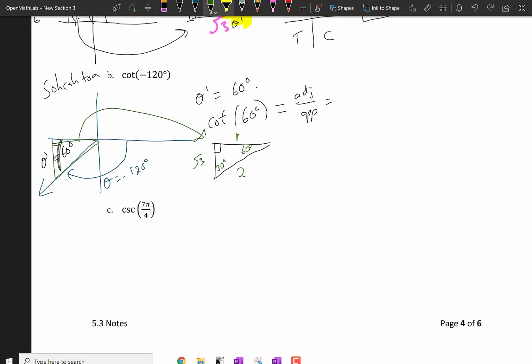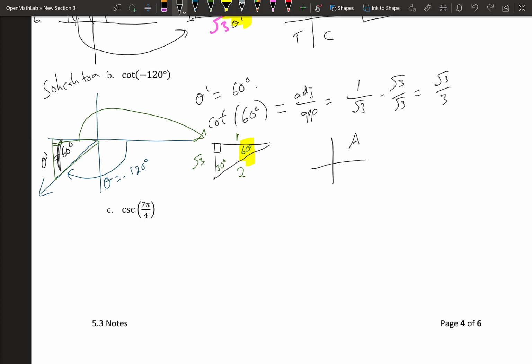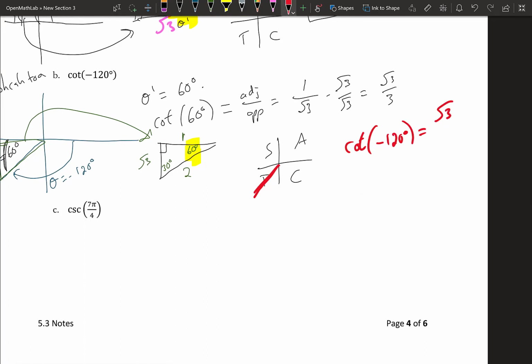So we're focusing in on the 60 degrees here. The adjacent side of the 60 is 1. The opposite side is radical 3. So I multiply top and bottom by radical 3 to rationalize the denominator, so we get radical 3 over 3. And then don't forget, all students take calculus. So we are here in the third quadrant. Tangent's positive, which means cotangent's also positive in the third quadrant. So cotangent of negative 120 degrees is going to be equal to radical 3 over 3.